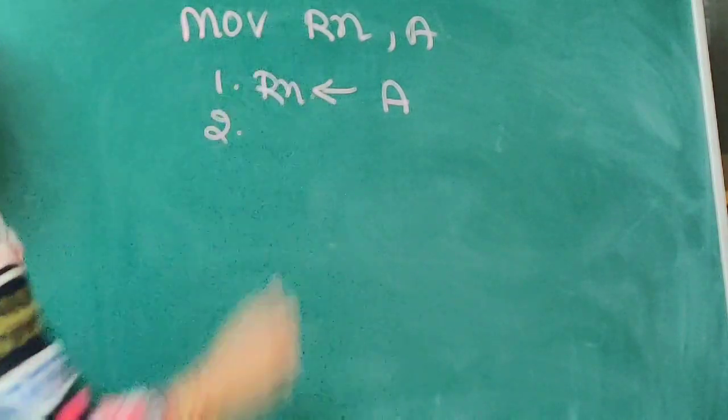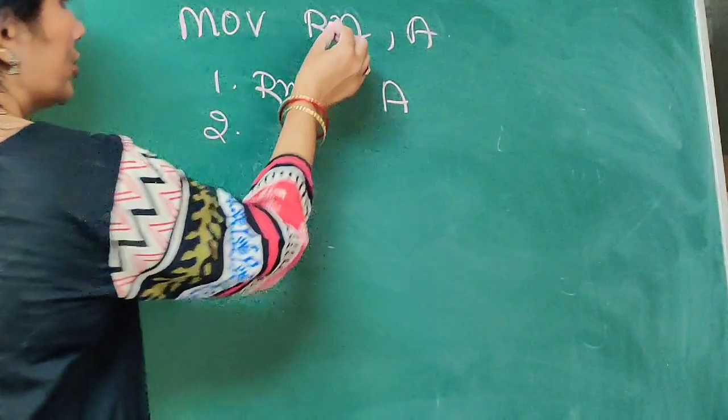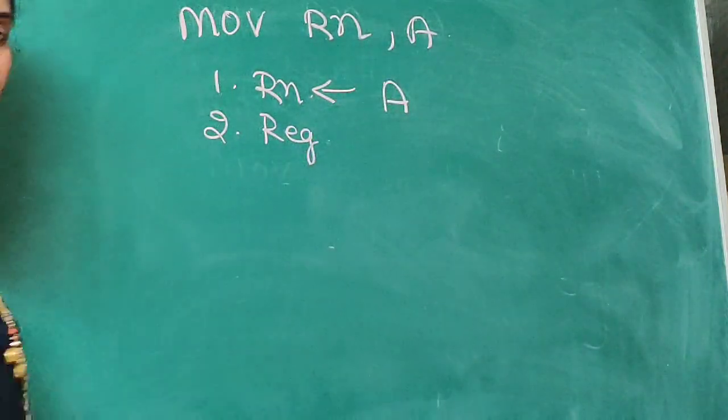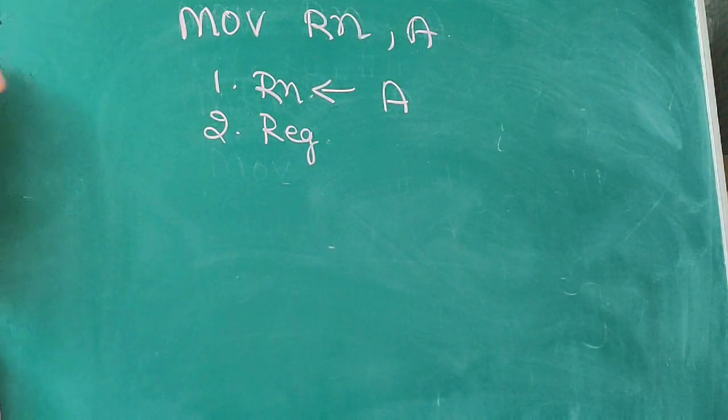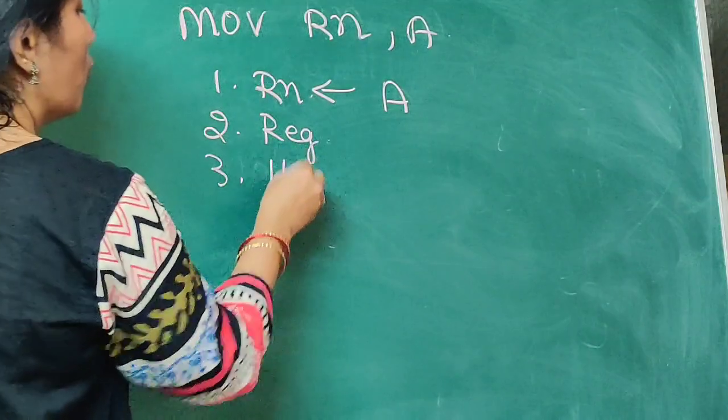Now if you just look, we are moving the data from one register to another register. So the type of the addressing mode is register addressing mode. The length of the instruction is going to be 1 byte.